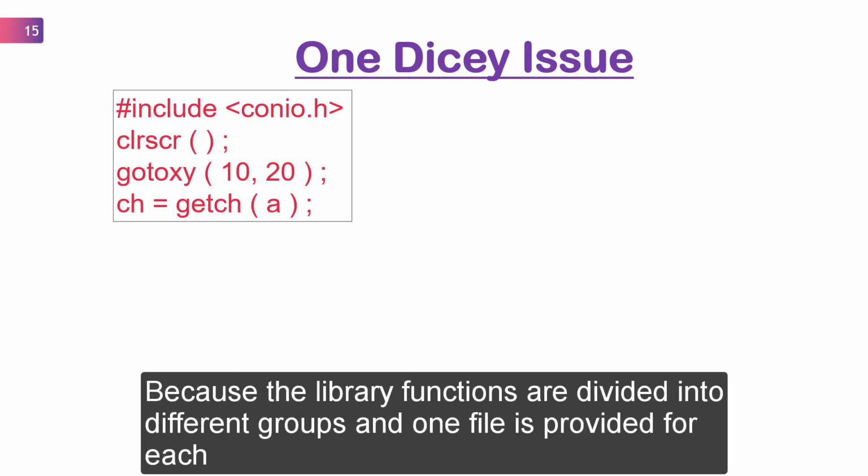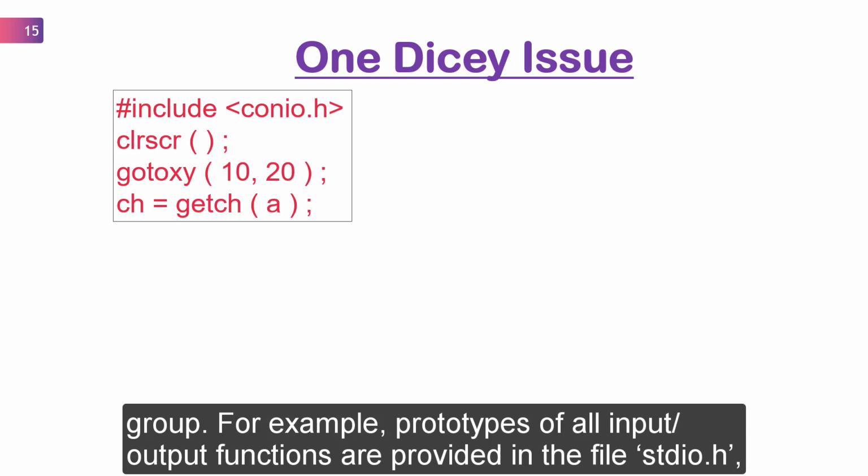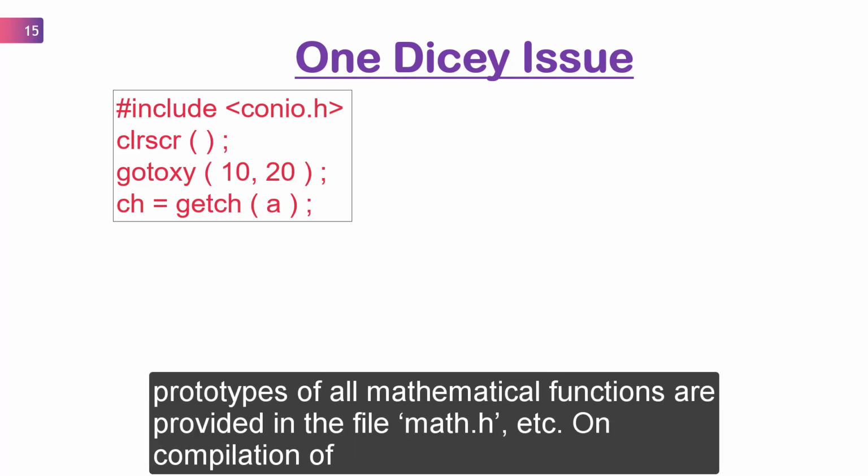But why multiple files? Because the library functions are divided into different groups and one file is provided for each group. For example, prototypes of all input and output functions are provided in the file stdio.h. Prototypes of all mathematical functions are provided in the file math.h, etc.